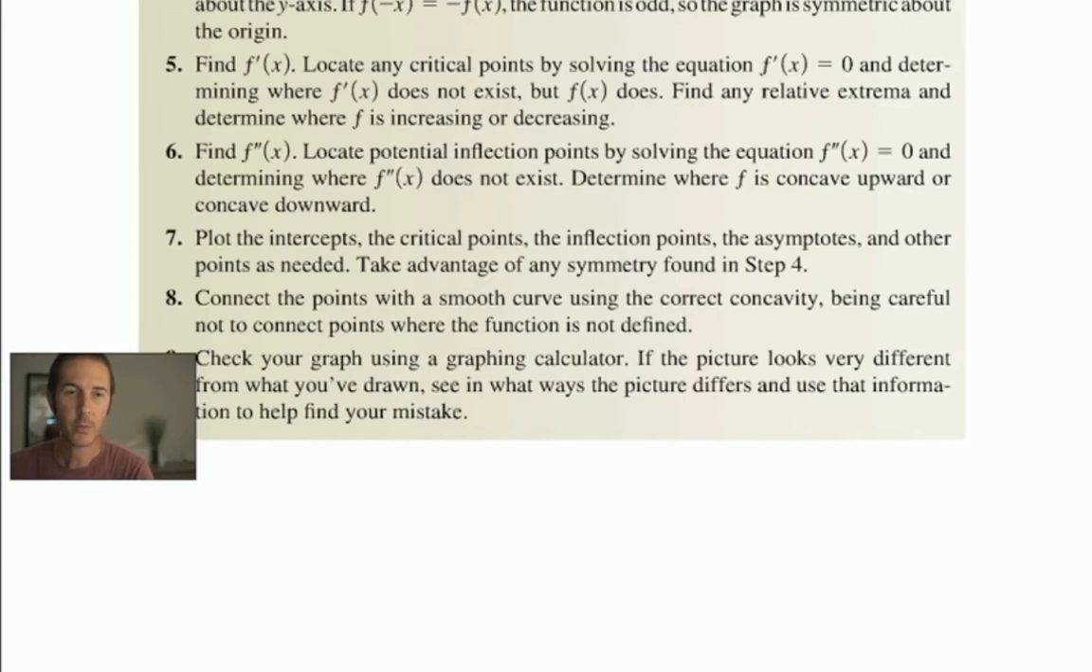And then number 7 is where we really start putting pencil to paper. You're going to plot your intercepts, your critical points, your inflection points, your asymptotes. Being mindful of symmetry, you might get a little twofer on some of those and be able to reflect them over the origin or over the y-axis, and then connect your points with a smooth curve.